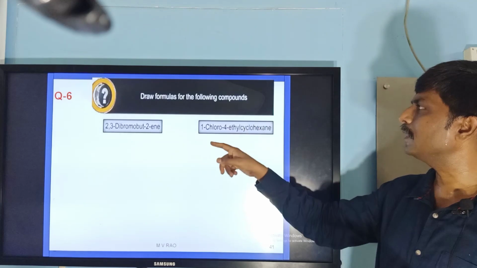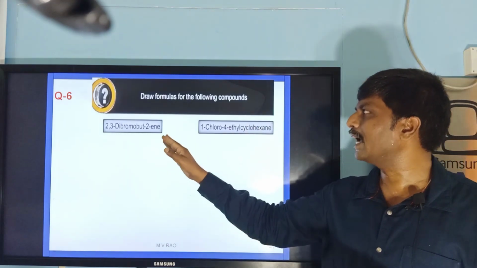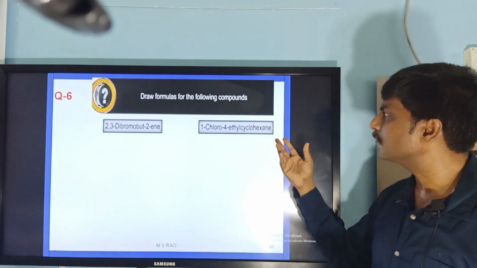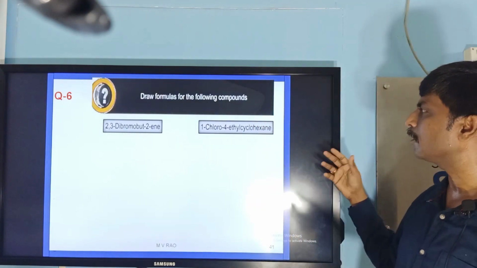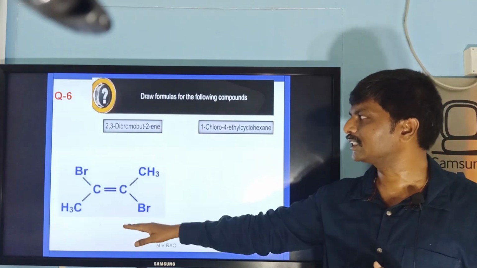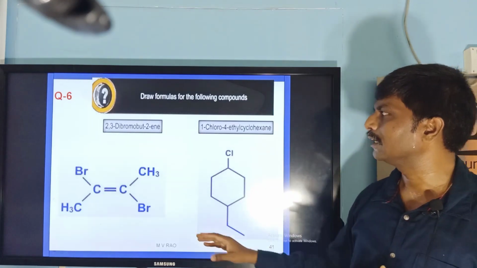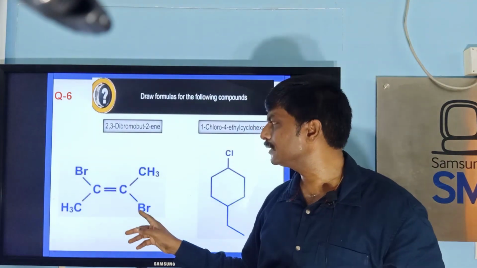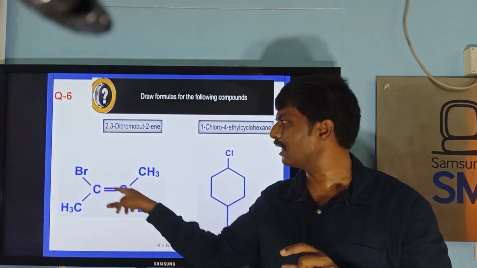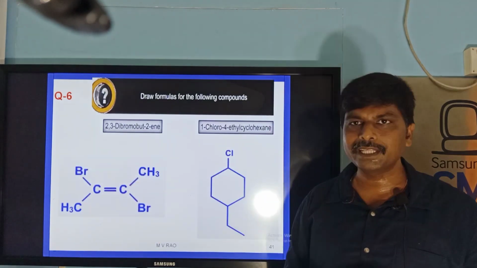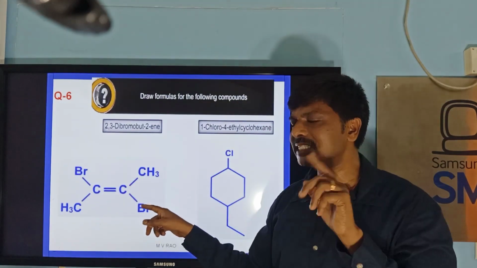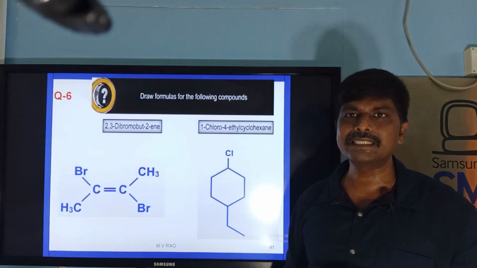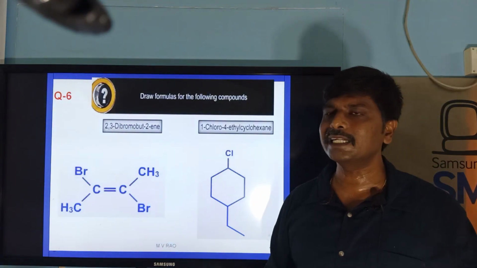Now we will see the sixth question. Draw the formulas of the following compounds. 2,3-dibromobutadiene. Draw the structure for this compound. Next one, 1-chloro-4-ethylcyclohexene. It is the first structure. It is the second structure. Anybody try to remember this one. 2 bromines around C double bond C, they are in opposite directions. What type of compound is this one? It is called trans-2-butene. This one is the trans compound. Okay. What is the other isomer of this type?